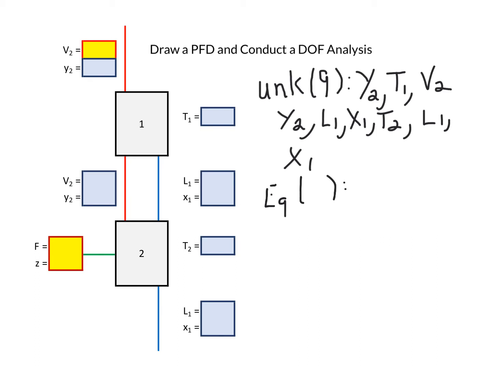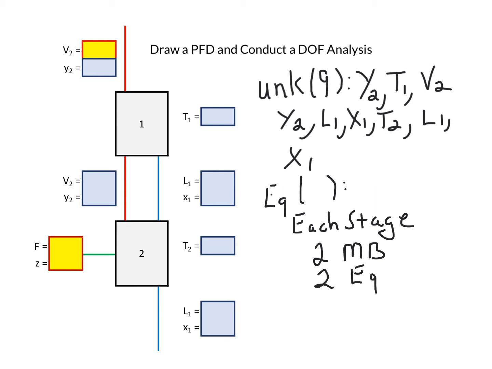We have, for each stage, 2 mole balances, and we have 2 equilibrium relationships, 1 for ethanol, 1 for water. That's 8. Oh, but we also have a process specification. And that's the reflux ratio. So it does look like we have 9 equations to solve for these 9 unknowns.